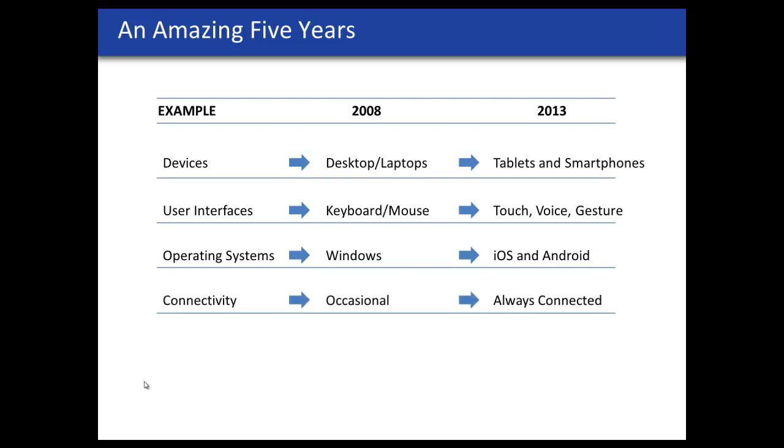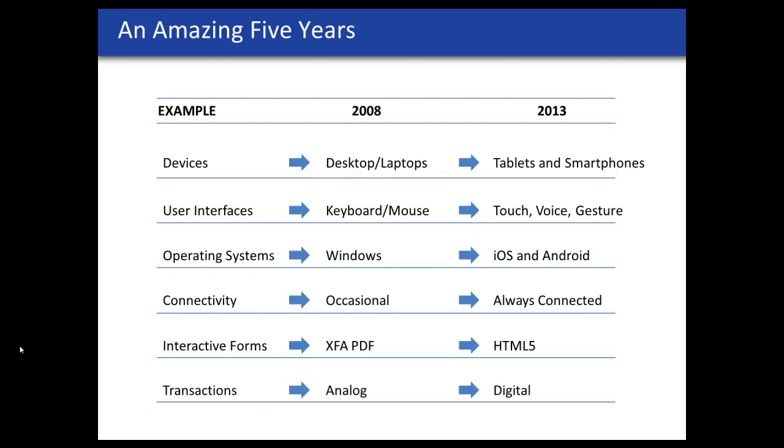In the area of network connectivity, we've gone from occasionally connected when you're at your computer to always connected because your smart device is always with you. In the area of interactive forms, we've gone from XFA PDF, which was the gold standard just a few years ago for interactive forms working across browsers, to HTML5 forms that work across all browsers and all devices. And in the area of business transactions, which is what we're going to talk about today, we're seeing a transition from paper and static electronic forms to all digital interactive applications that run on any device.